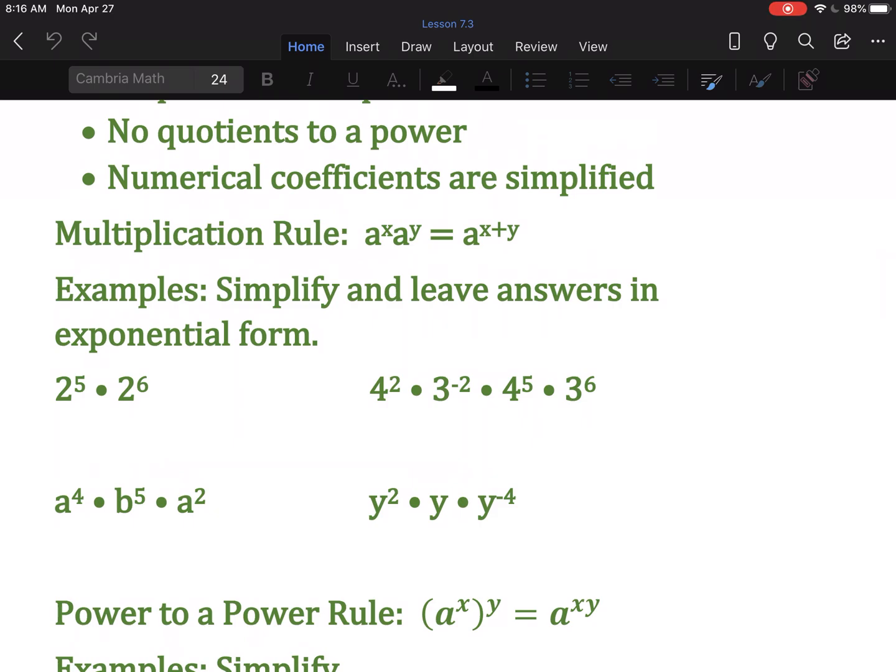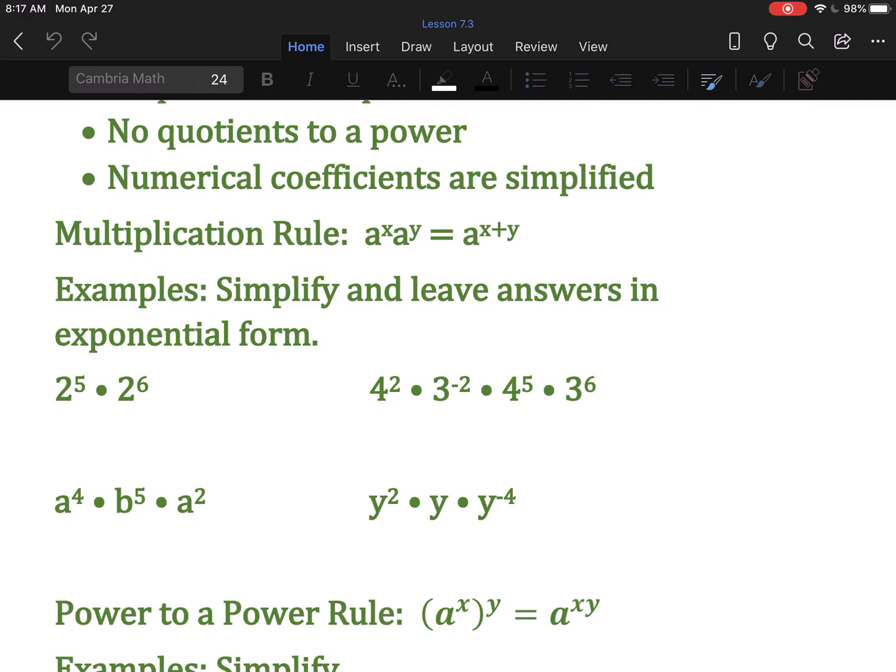So the multiplication rule says if I've got the two copies of the same base, a and a, with exponents, I can write that as a single version of the base to the sum of the exponents. Meaning, if I see the same base twice and they're multiplied, I can add the exponents together.